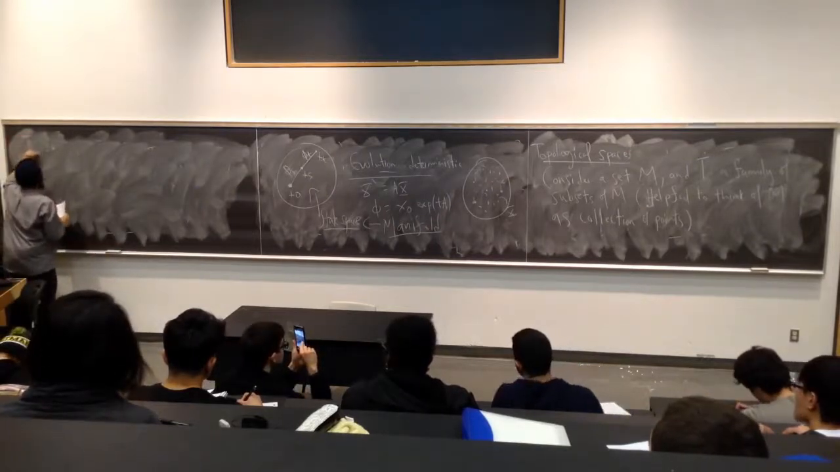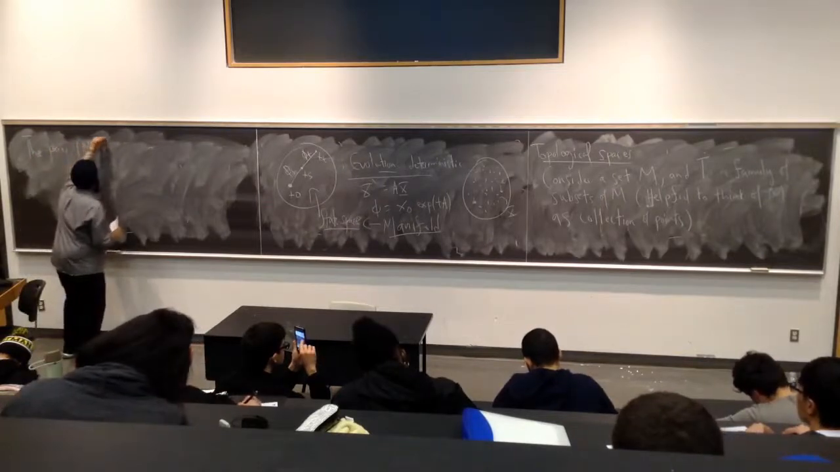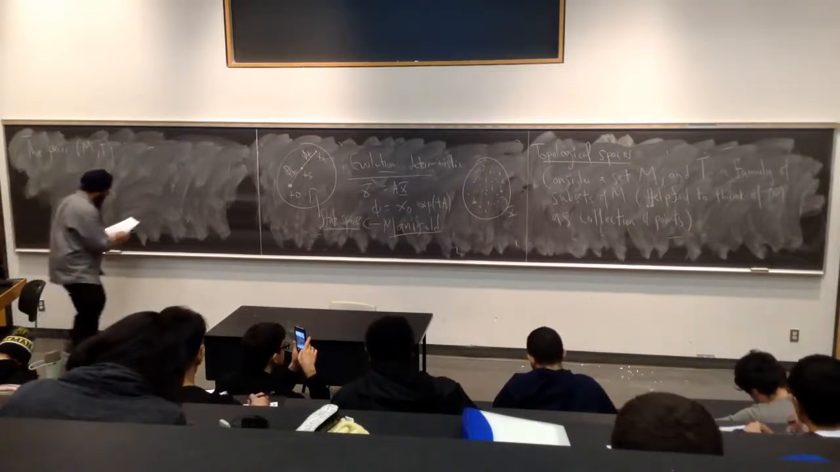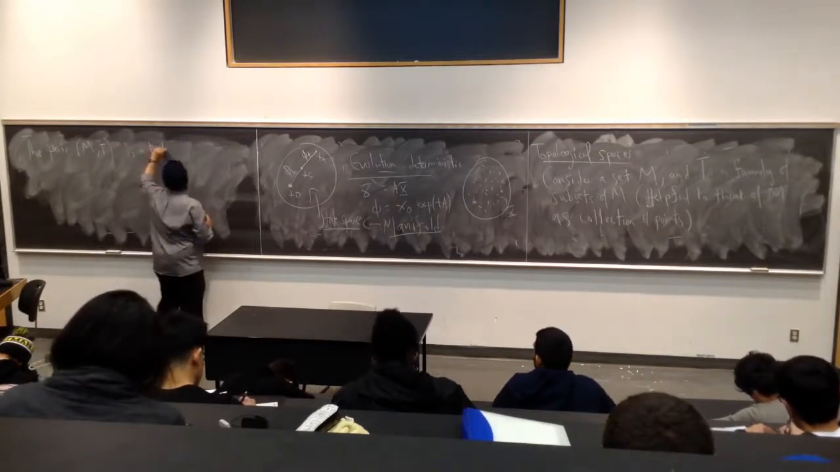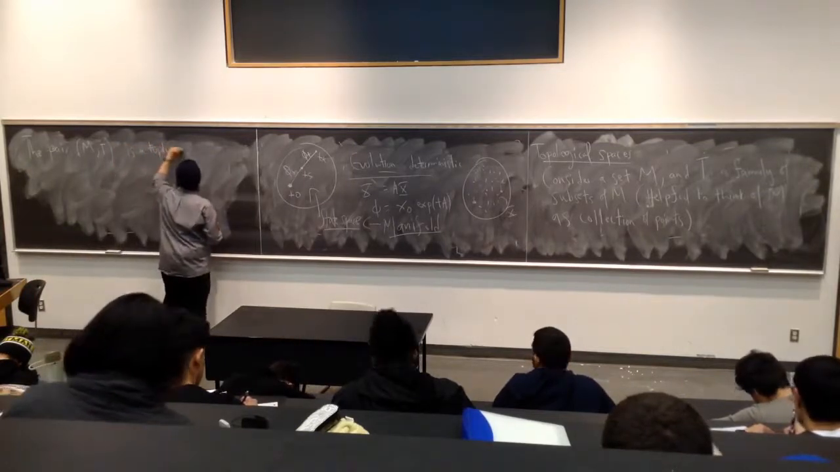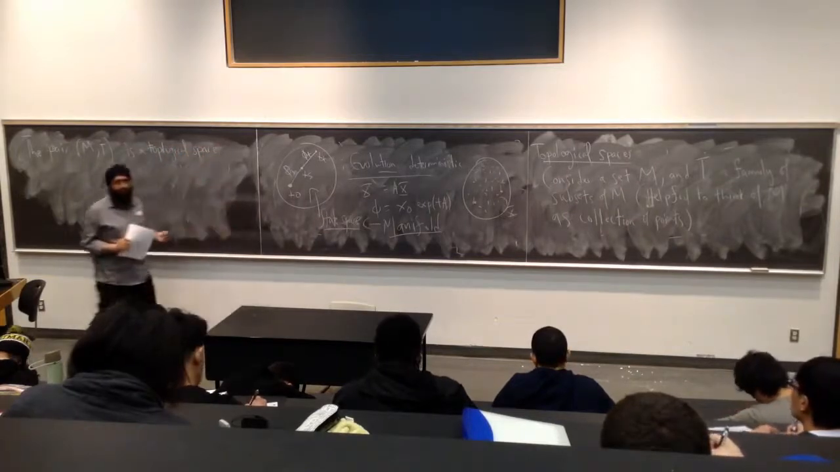We denote the pair M comma T. We denote this as a topological space if the following things are true.